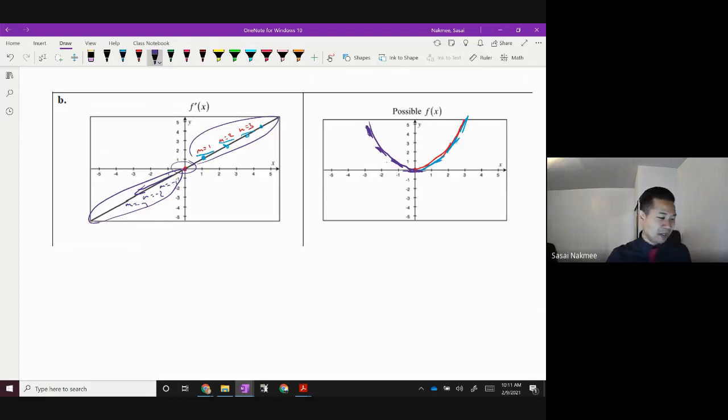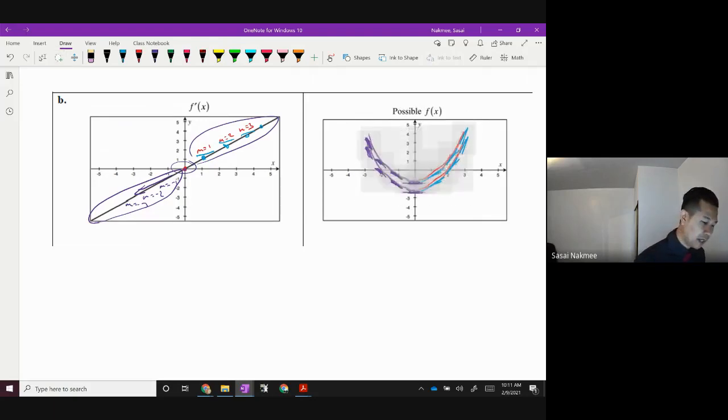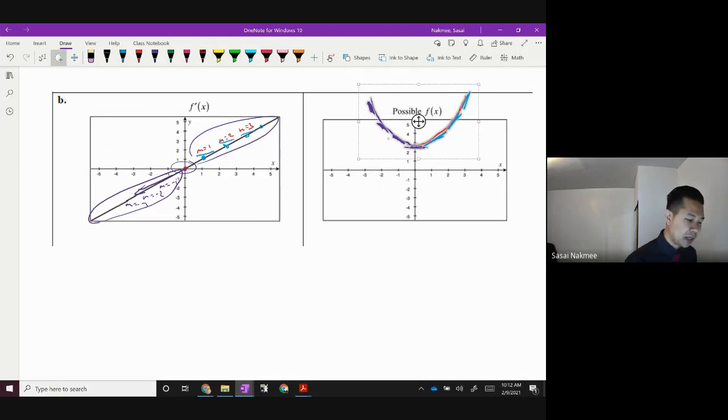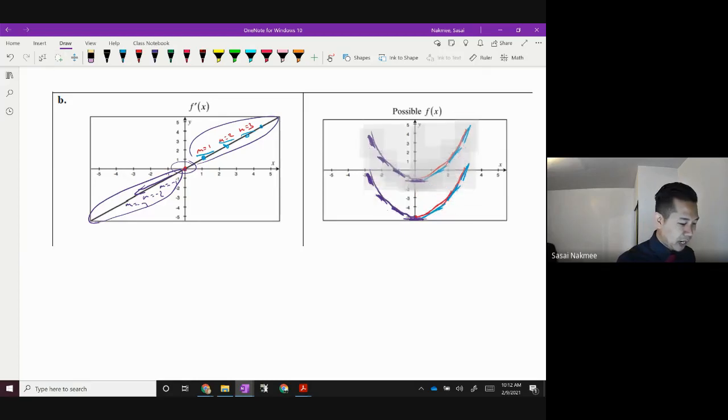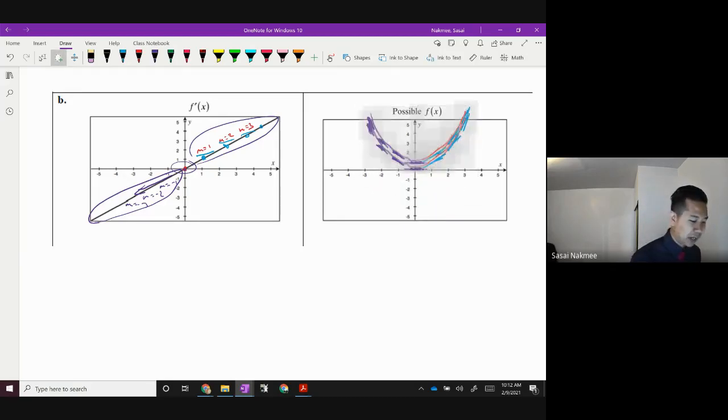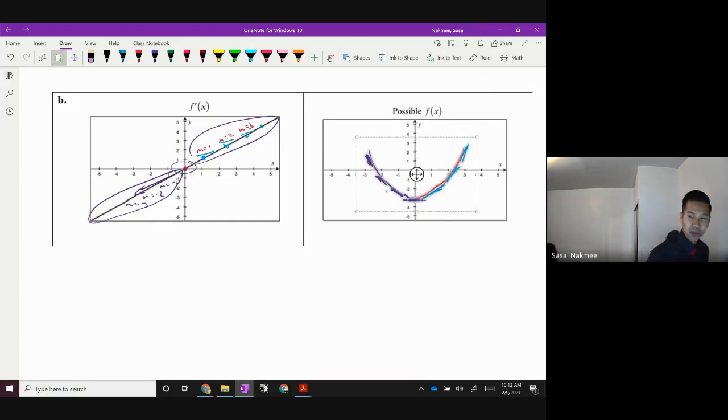Now, here's the thing. The part that I'm trying to make sure you understand is we don't know if it actually goes at that specific spot, right? The tricky part about this is this could be anywhere. It could be down here and still have that same derivative. It could be up here and still have that same derivative. Where is it supposed to be? We don't know. It has infinitely many possibilities. And we're going to talk about that in the future. But for right now, I just want you to draw one possible one. You can make it high, you can make it low. As long as it follows this right here, then that's pretty much good to go.